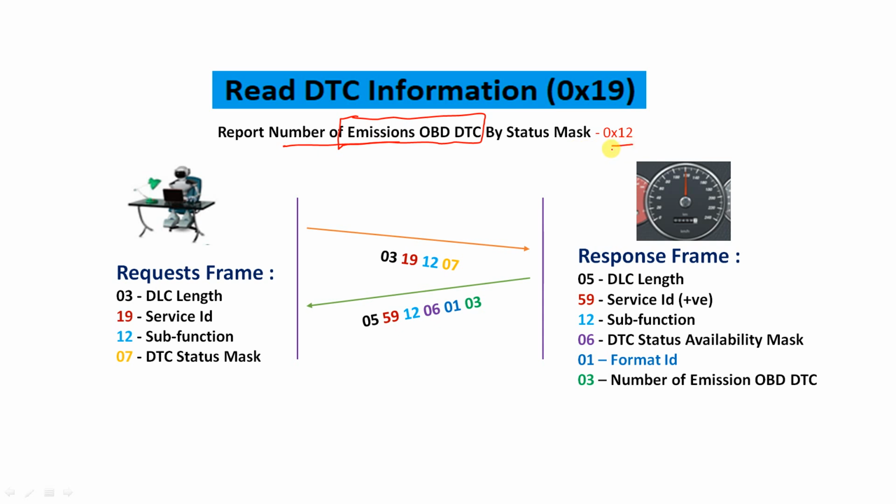So here the subfunction is 12. For this emission OBD DTC, how many DTCs are present, that we are trying to request. So here same 19 and subfunction 12, and 07 is the DTC status mask. Here the output will be, as you have seen in the previous slide also, 01 is the format identifier, and 03 is the number of emission OBD DTC. For example, the total DTC may be 4 at the time of requesting, but the emission related OBD DTC is only 3. That's it.